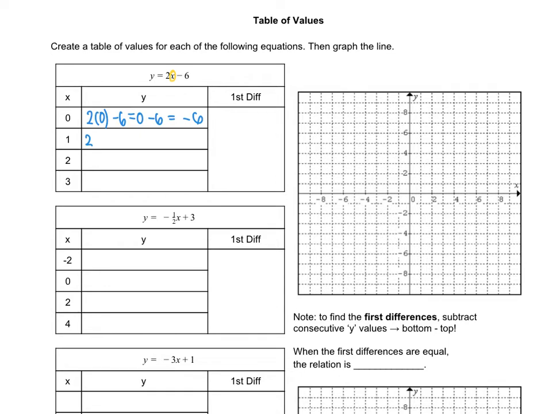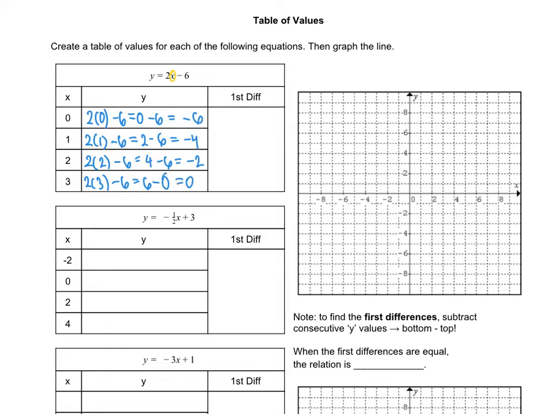2, and then instead of x, I'll put 1, minus 6. 2 times 1 is 2. And then when we subtract 2 minus 6, we get negative 4. Again, 2 times 2, subtract 6. 2 times 2 is 4. And when I subtract 6, I get negative 2. And finally, 2 times 3, subtract 6. 2 times 3 is 6. When I subtract 6, I get 0.